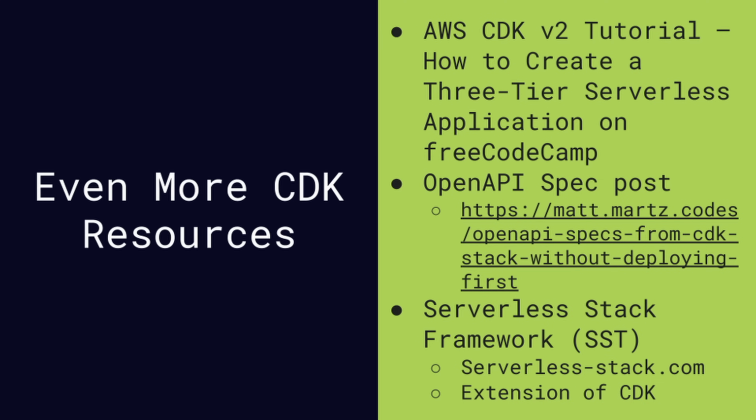Finally, there are a few more resources that I'd like to call out. FreeCodeCamp has a great blog post about how to use CDK version 2 to create a 3-tier serverless application. I have several posts on my blog related to CDK, but one in particular shows how much using a general-purpose programming language enables you to extend the CDK even further. In my Open API Specs from CDK Without Deploying First article, I show how you can traverse an API gateway's endpoint structure during synthesis to output an Open API spec first without deploying.